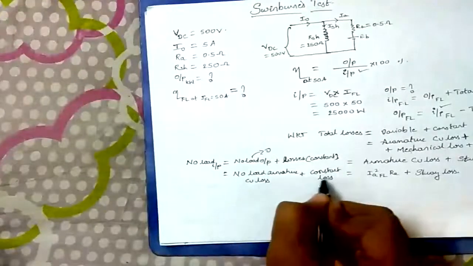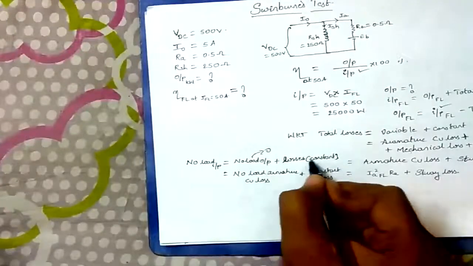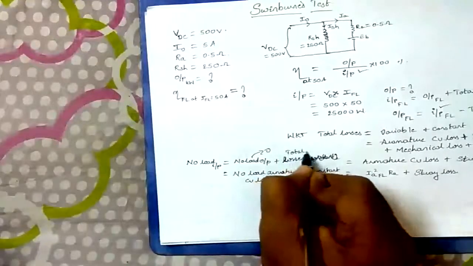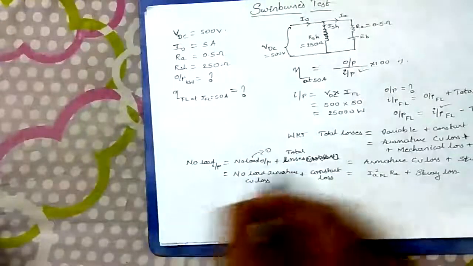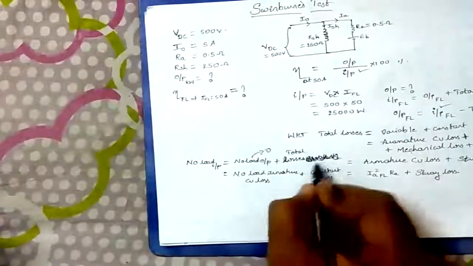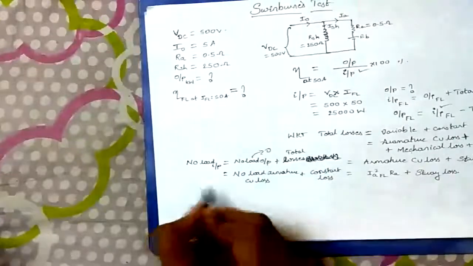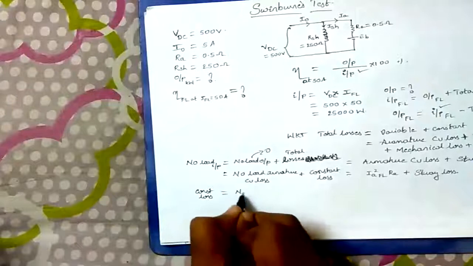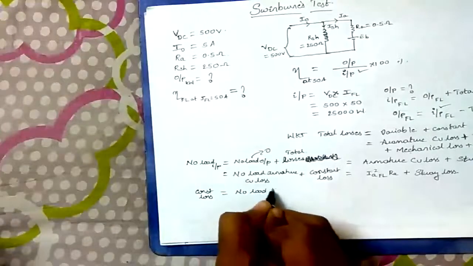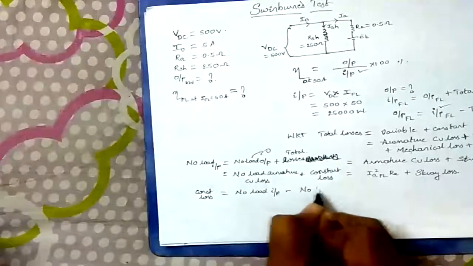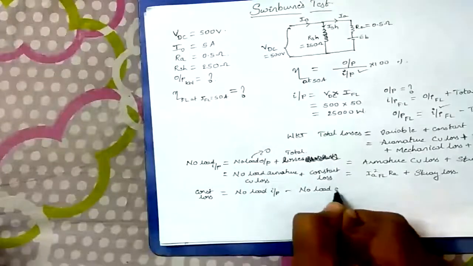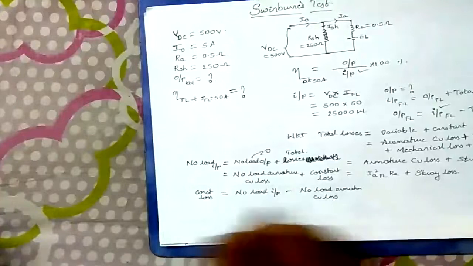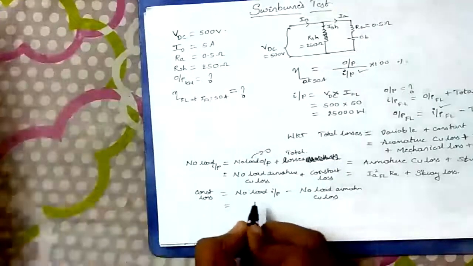And now we are supposed to calculate the constant loss. Better write it as total losses here, it will be almost clear, rather than just writing losses. So we are going to calculate the constant loss. So constant loss is equal to no load input minus no load armature copper loss.